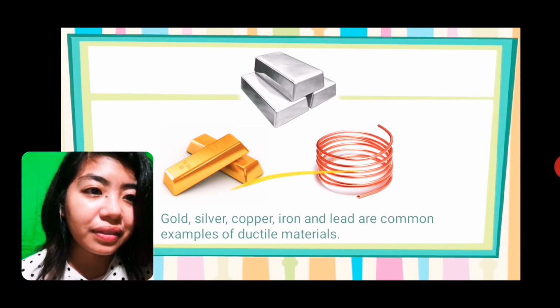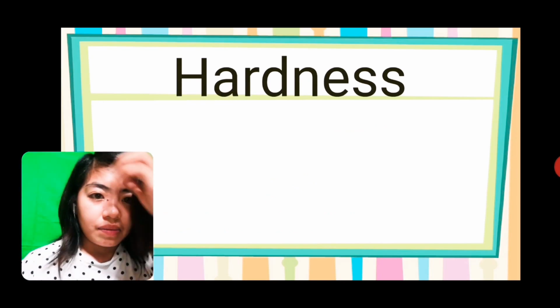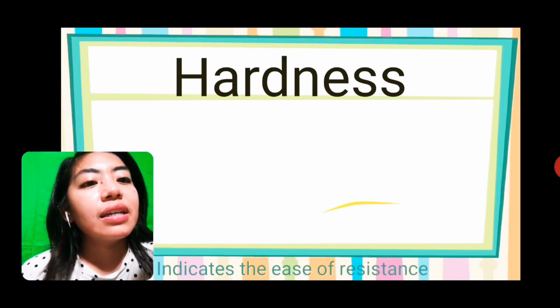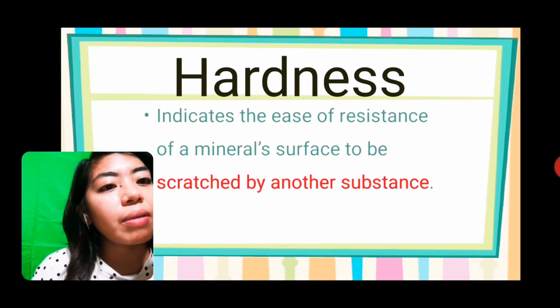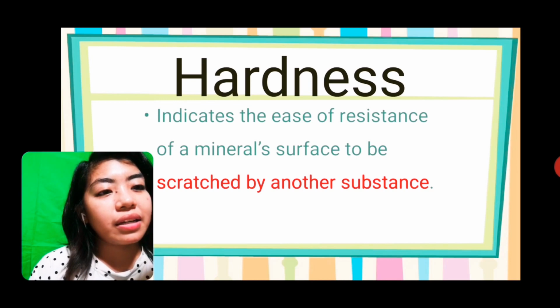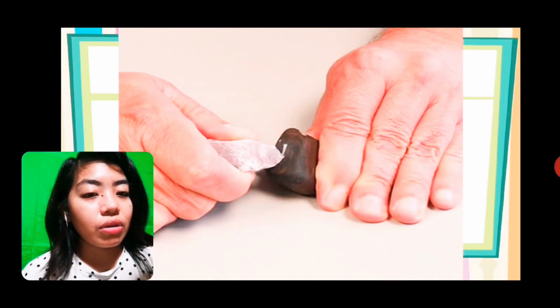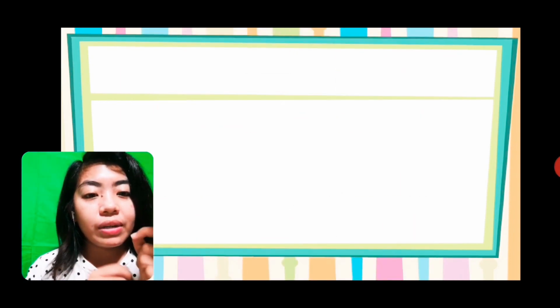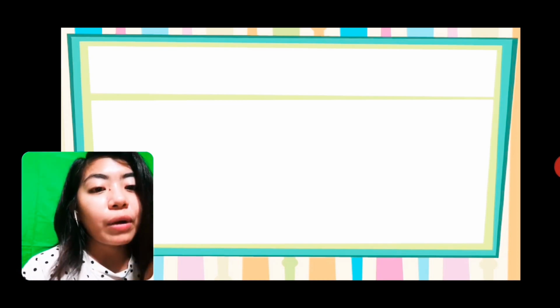Next is hardness. Hardness indicates the resistance of a mineral surface to being scratched by another substance. It shows how hard our object is when scratched, and the hardest object that we have is the diamond. The only thing that can cut a diamond is another diamond.